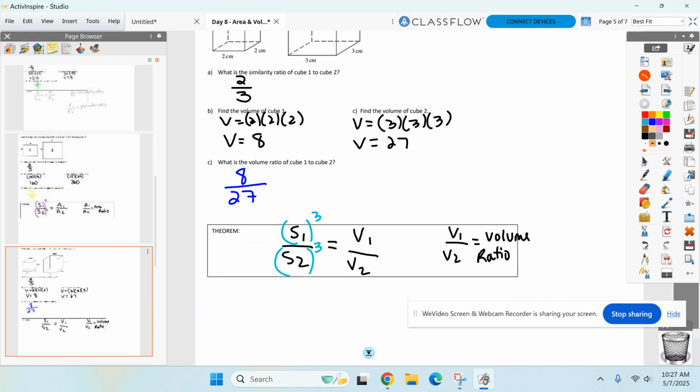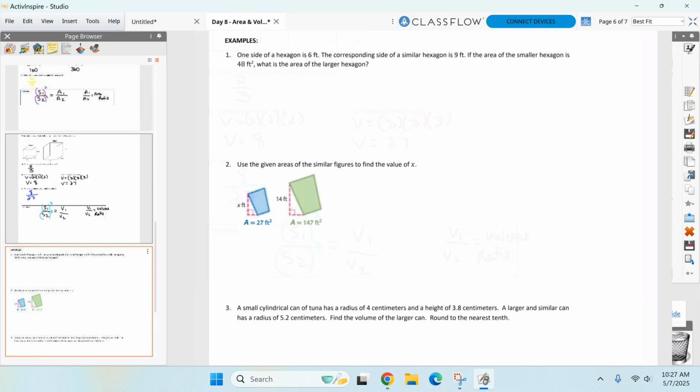So all of you are noticing if you know the similarity ratio, you have some power to find the perimeter, area, and volume ratios. Now the question is, how do I apply these three theorems right now? All right, let's do it.